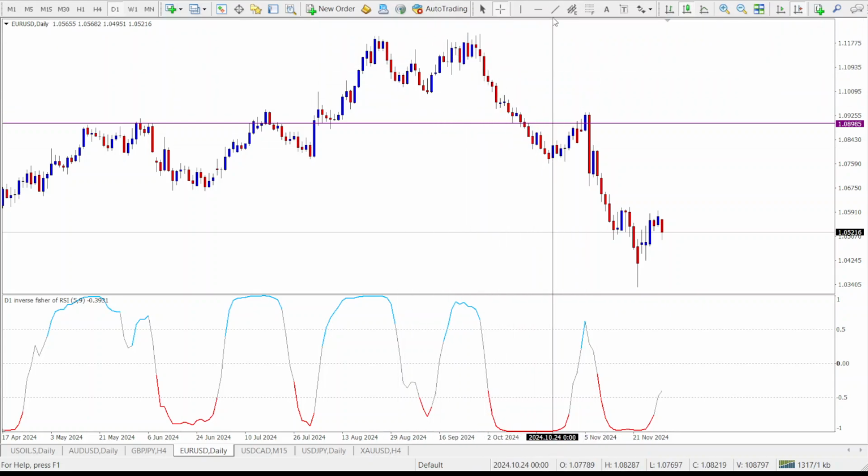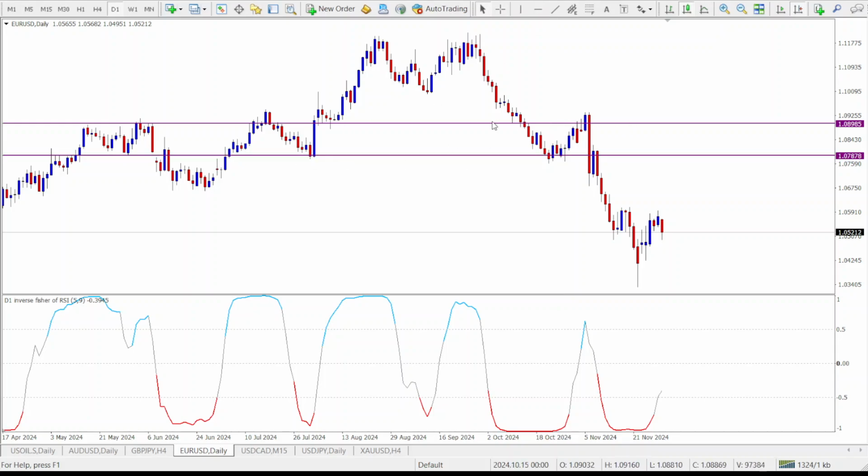and for your take profit, you can decide to use support zones, or you can decide to wait for the inverse feature of RSI indicator to get down below and curve back upward above the minus 0.5. If you find that, you can go ahead and exit your sell.